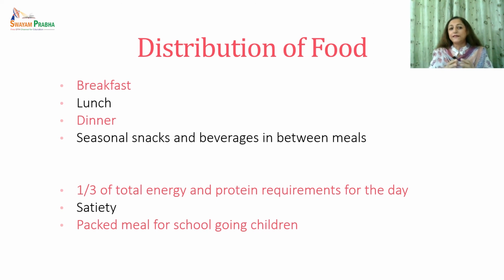So the ideal way would be distributing the calories and protein between the three major meals. That means our breakfast, lunch, and dinner should provide one third of the total energy and protein requirement of that day. And if we are taking some snacks, then we can deduct a little amount of energy and protein from each of them, breakfast, lunch, and dinner. And it is better if the dinner is lighter. And along with that, it is important that the meal should give satiety also.